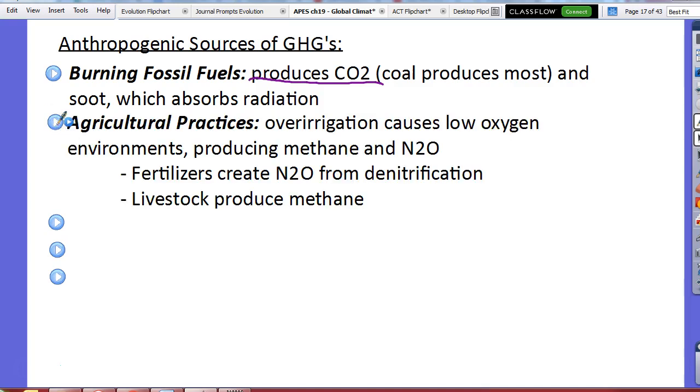All right, agricultural practices. This is the most you have to write here. So over irrigation. Irrigation is watering. So if we overwater, that causes there to be not a lot of oxygen in the soil. Well, there's not a lot of oxygen. That's when we get that anaerobic respiration. So we're going to get methane and nitrous oxide being produced.